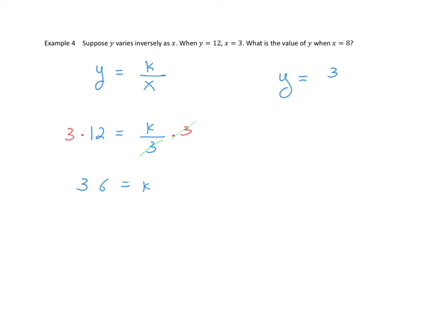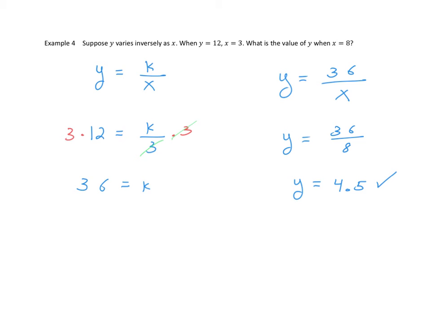To answer the question, I'll set up the formula again. It's y is equal to 36 over x. When x is 8, what is the value of y? I can get this information by simply putting 8 in place of x. So what happens when I divide these two numbers? I get that y is equal to 4.5, and that's the answer to this problem.